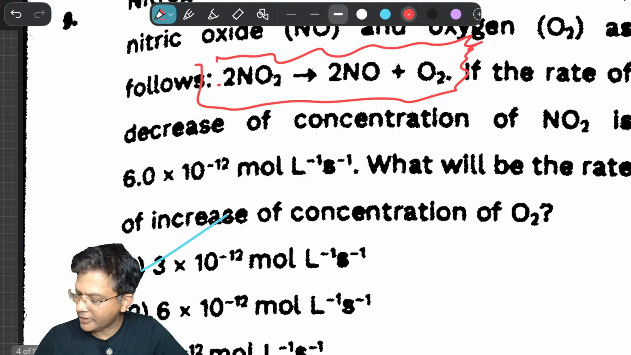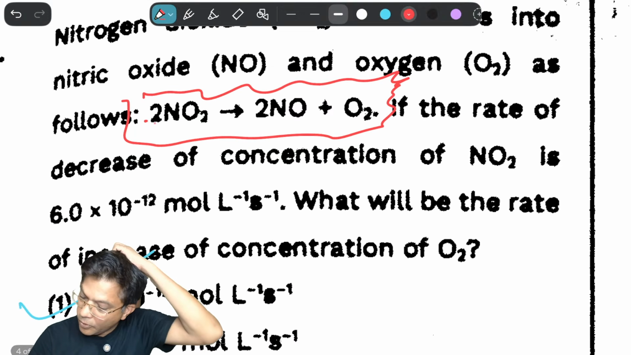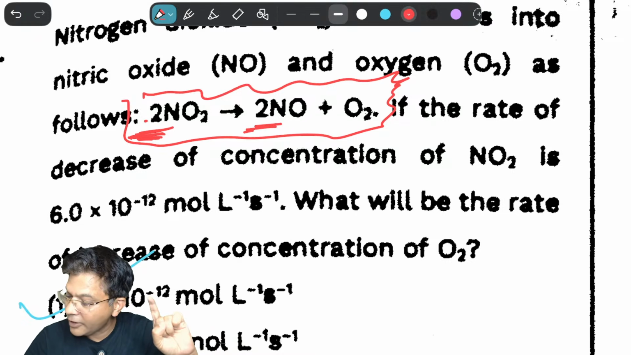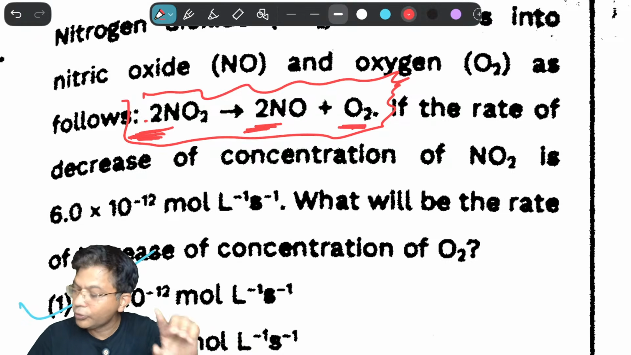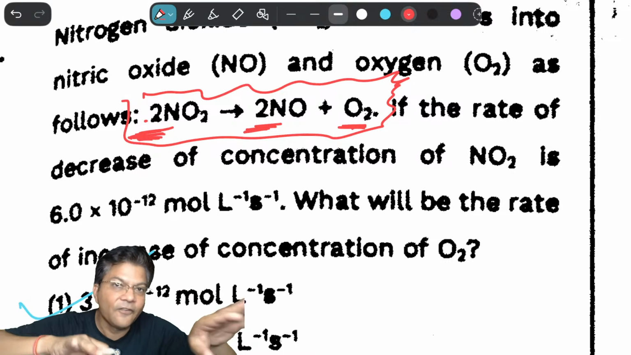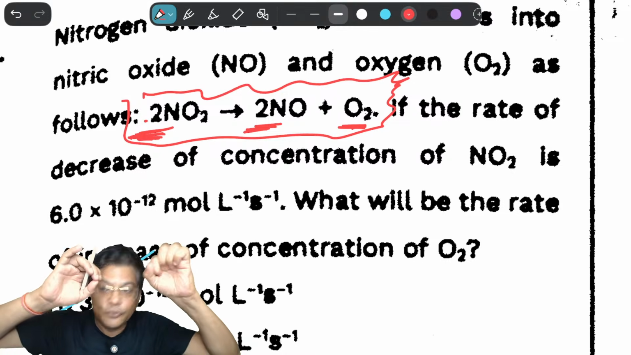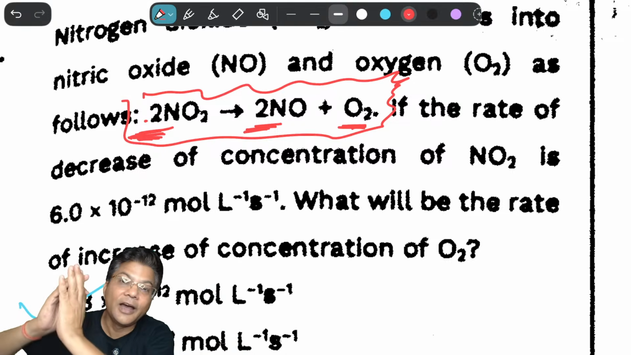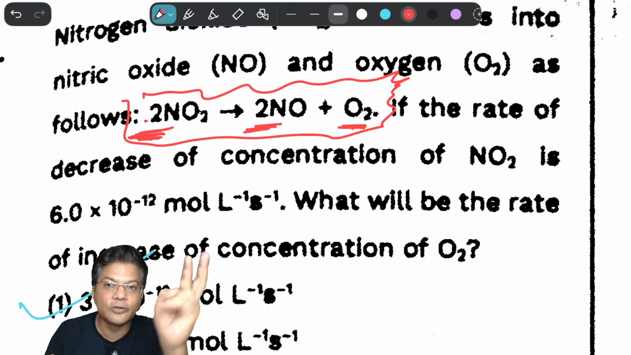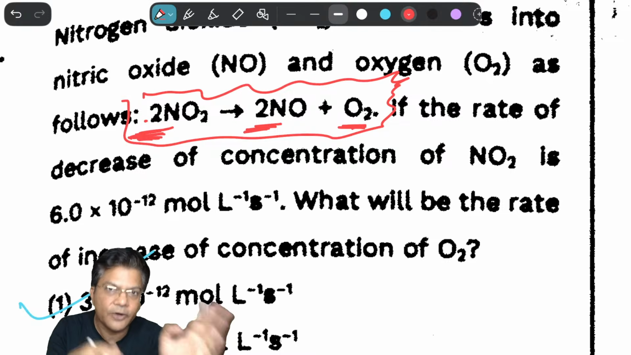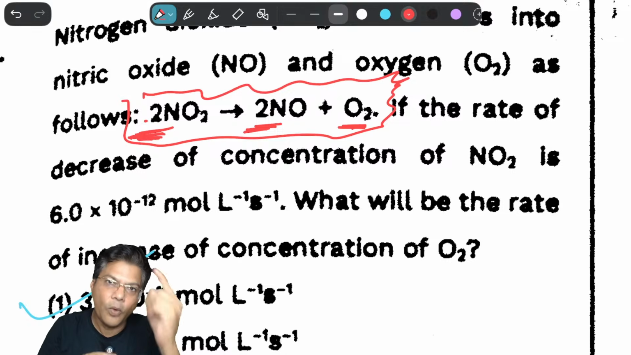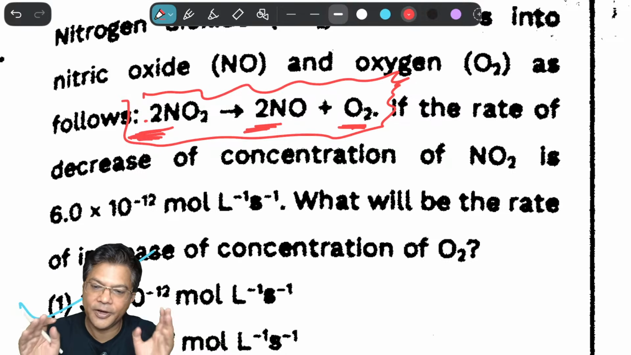The correct answer is A. When 2 moles of NO2 are getting finished, 2 moles of NO are getting formed, and O2 is half of NO2. If 2 moles of NO2 are getting decomposed, then only 1 mole of O2 forms. Half of 2 is 1, and half of 1 will be half. Are you getting my point?